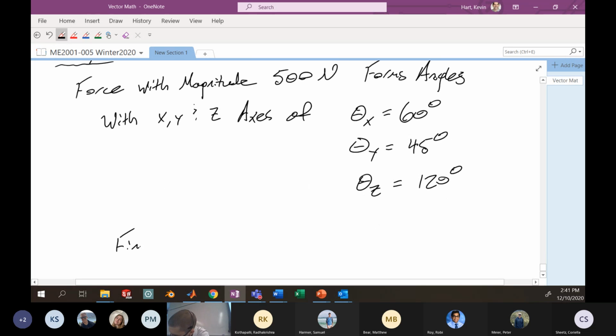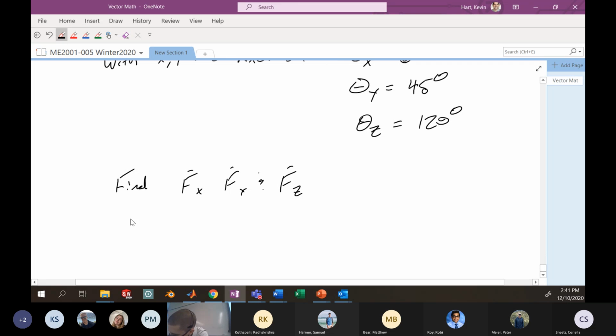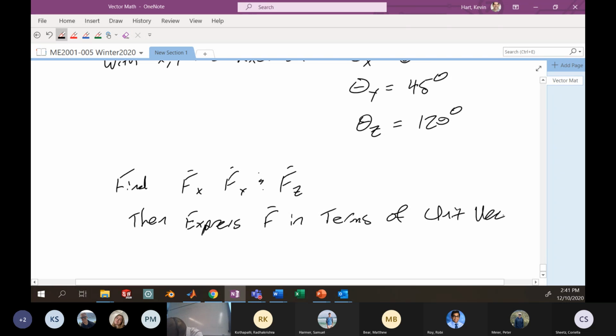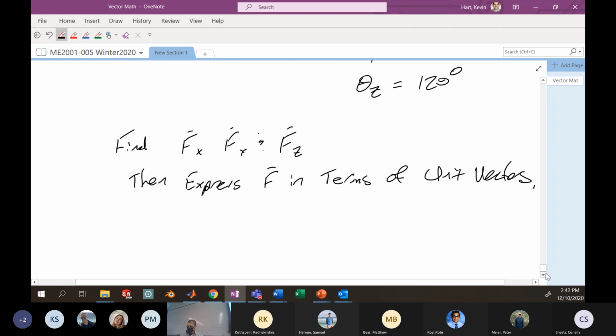We want to find these components Fx, Fy, and Fz, and then express F in terms of unit vectors. All right, so away we go. Let's see if we can maybe make a picture of this. Might help us.